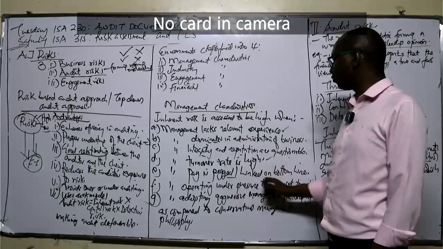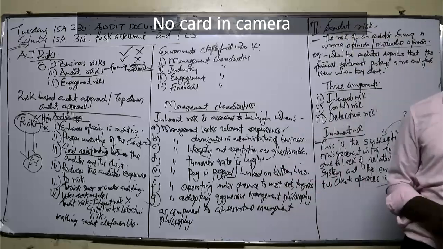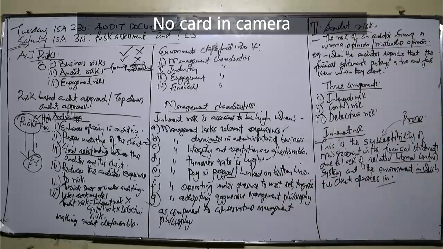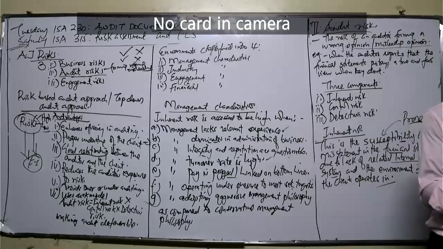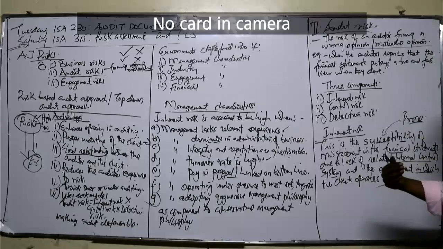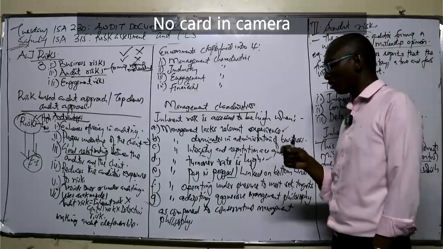Management's pay pegged on performance. You can imagine you are told you are the director and we'll be paying 10% of the profits made. What are they telling you? You can manipulate records to record huge profits so that you earn high income. And it's possible because provisions, like for bad debts, are an estimate. You can record a lesser amount so that you record a decrease in provisions for bad debts.